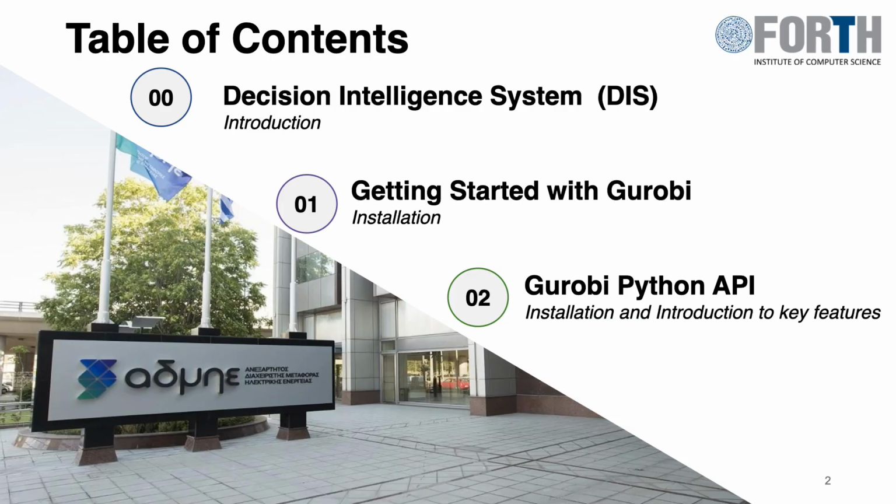Our roadmap for this session is divided into 4 main segments. We will begin with Section 0, an Introduction to the Decision Intelligence System, or DIS. This provides the broader business context for why we optimize. Following that, we will move into Section 1, getting started with Gurobi. This is where we will walk through the specific steps for installing the Gurobi engine on your local machines, whether you are running Windows or Linux.